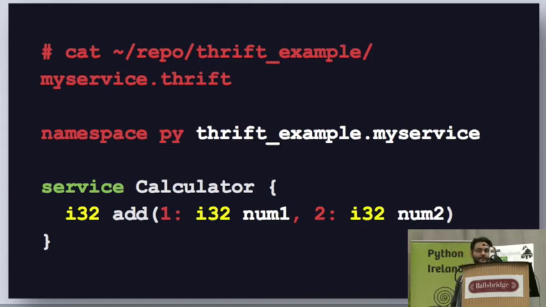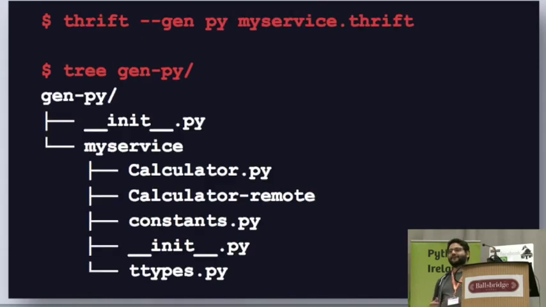So if you were outside of Facebook, then you would need to run the Thrift compiler and say, hey, I have this file, can you please generate me the bindings for Python? You just do thrift --gen py and the file. And you basically end up with this directory structure, which, as you can see, is a Python module that contains a few files. The first file, Calculator.py, contains the client and the server code.